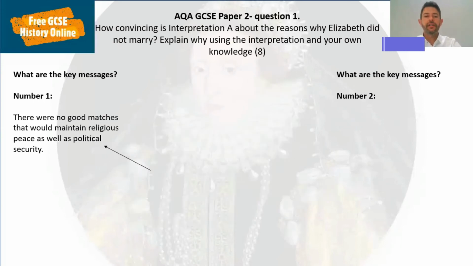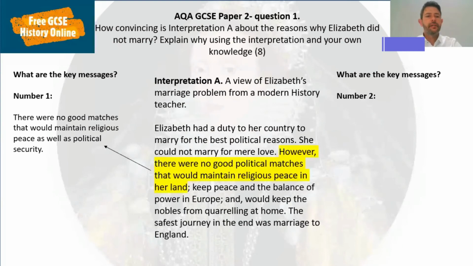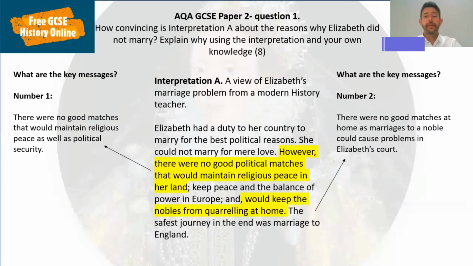All right, here are some arguments then. Firstly, there were no good matches is one argument. You might want to argue that maybe there were good matches, maybe there were people she could marry. Secondly, there were no good matches due to noble reasons. So no good matches, firstly, due to religious reasons, and no good matches due to noble problems at court. So these were two reasons. And I guess we're starting to think about candidates we can start to argue about, perhaps.